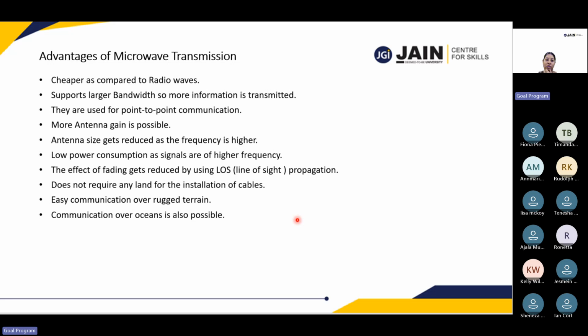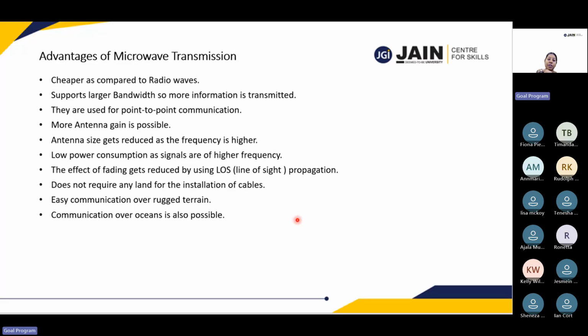The advantages of microwave transmission: cheaper as compared to the radio waves, supports larger bandwidth, so more information is transmitted. They are used for point-to-point communication. Point-to-point line of sight communication will happen. More antenna gain is possible. More antennas you can install in it.